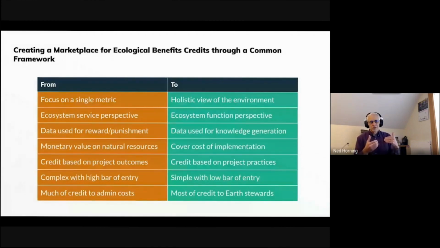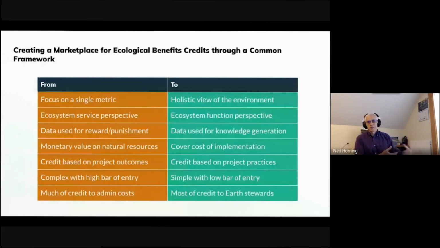Also, most carbon markets and a lot of other methodologies are based on outcomes. There can be some outcome-based projects in the environmental stewardship program, but most of them are focused on practices. It's more of a practice-based approach. But I know there's a lot of criticism of practice-based approaches, but we're trying to address those criticisms. Also, carbon markets have a very high bar of entry. We're trying to develop things that make it very simple for people to participate in this kind of program.